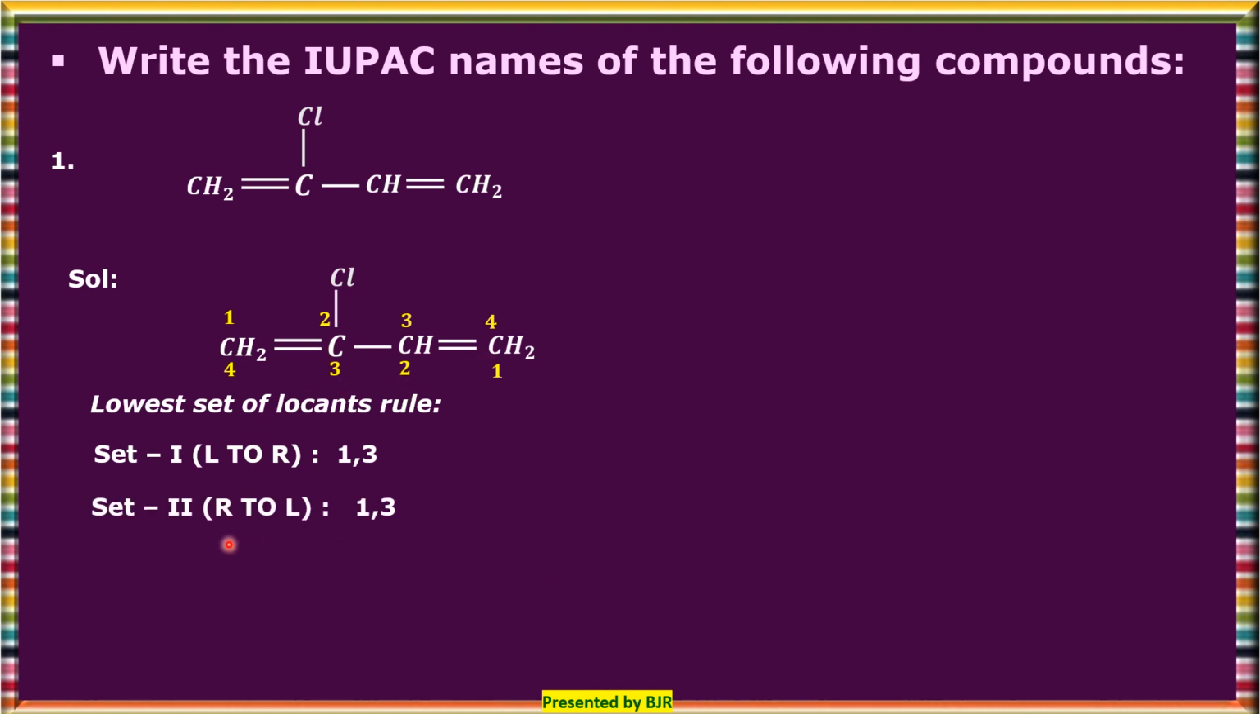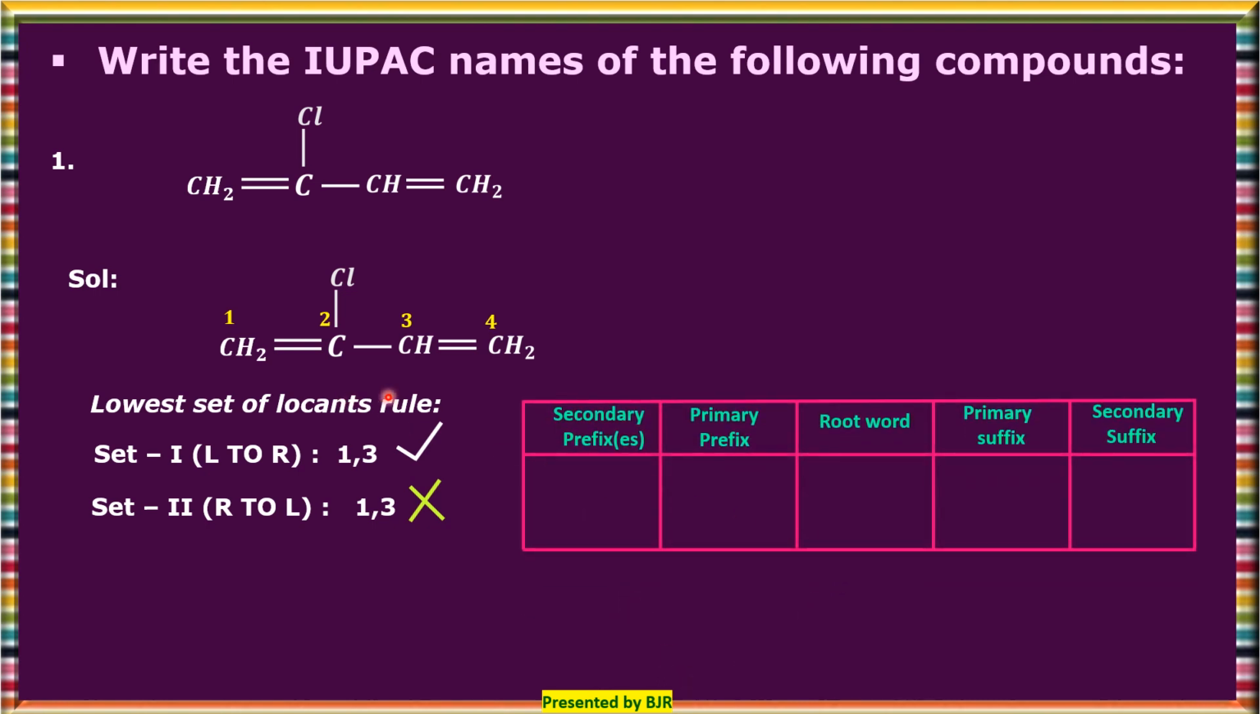Similarly, set 2 locants, right to left, are 1, 3. So here the two sets of locants are the same. At that time we have to give the lowest numbers possible to the substituents. For that reason, the numbering from left to right is the correct one and this one is the wrong one.